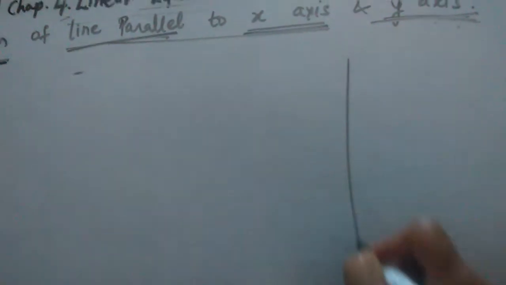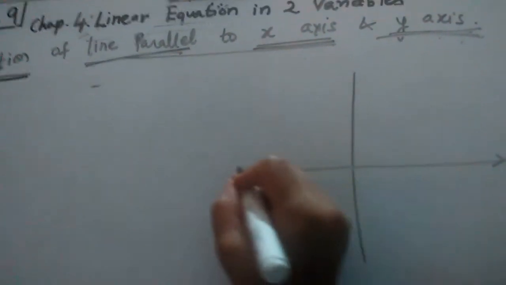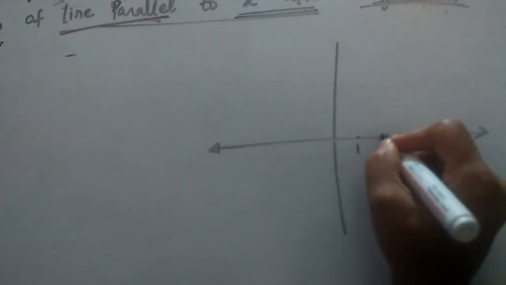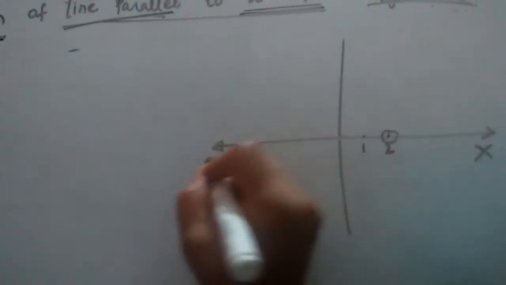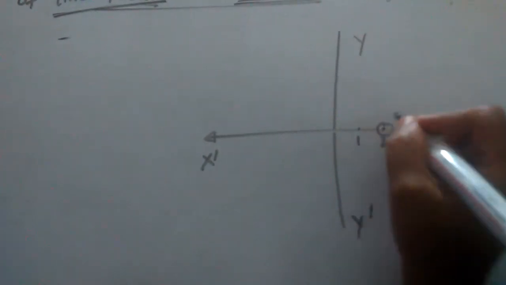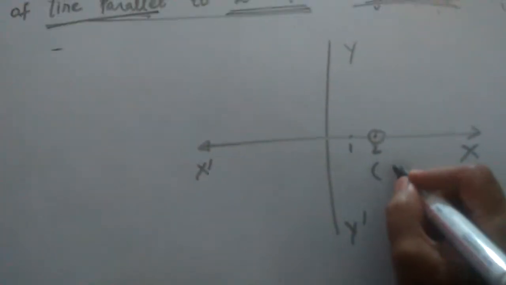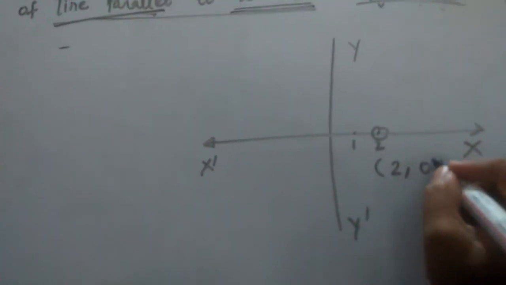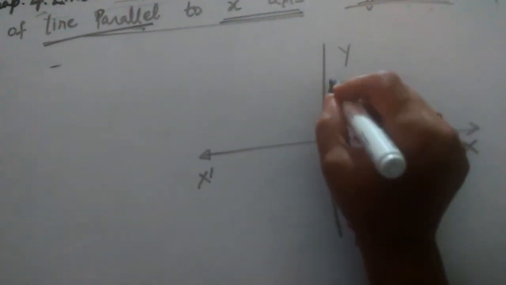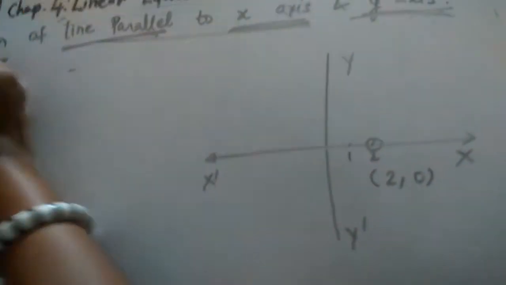Now, if I have a point on the x-axis, any point, suppose I have a point here, lying on the x-axis. How do I represent this point? Y coordinate will be 0, so I'll represent this as 2, 0, right? So this is a point on x-axis. Now if I have a point on y-axis, it will be like this.